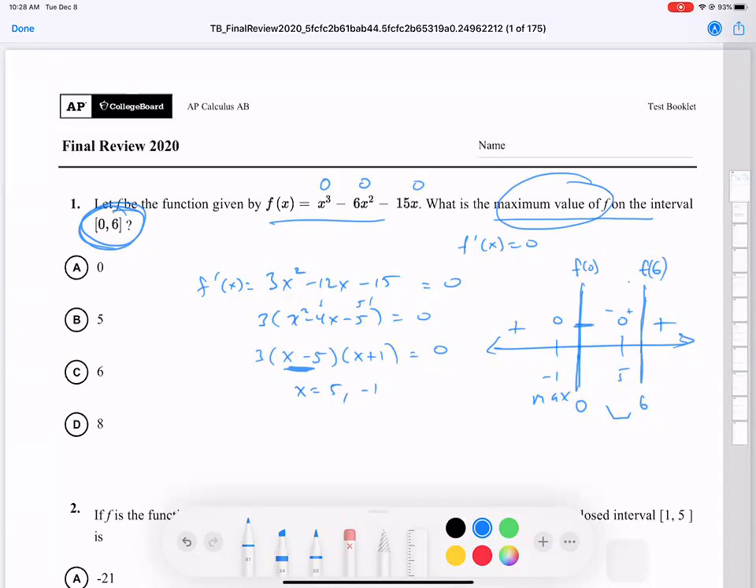6 times 6 times 6 is 36, and 36 times 6 is 180 plus 36 is 216. No, 226. Wait, Mr. Coe, if they're asking for the maximum value, wouldn't it be 8 because 8 would give you a greater number?